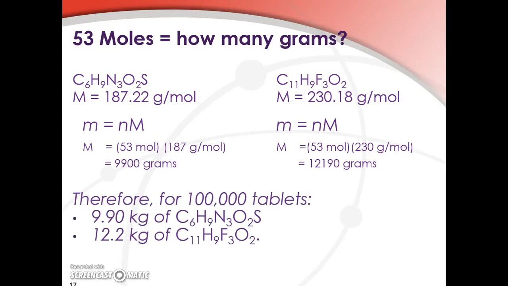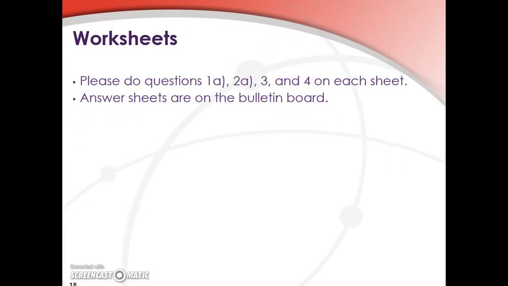So, in order to make their 100,000 tablets, they're going to need to add 9.9 kilograms of one starting material and 12.2 kilograms of the other starting material. Okay, so let's practice doing those kinds of calculations.